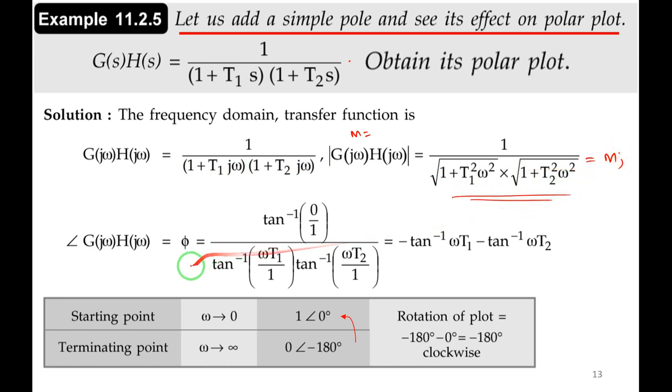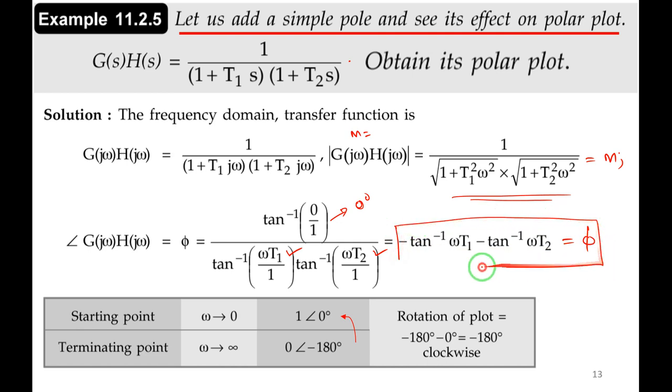Then calculate the phase phi. Phi is equal to the angle of g of j omega and h of j omega. The numerator: angle of 1 is 0 degree. So this one contributes 0 degree. Then the angle of the denominator means tan inverse of imaginary part by real part: tan inverse of omega t1 by 1, and tan inverse of omega t2 by 1. Taking this with the numerator, it is 0 degree minus tan inverse of omega t1 minus tan inverse of omega t2. This is the phase phi, and this is the magnitude equation. Yes, we have magnitude and phase.